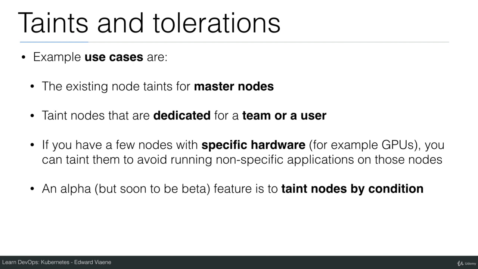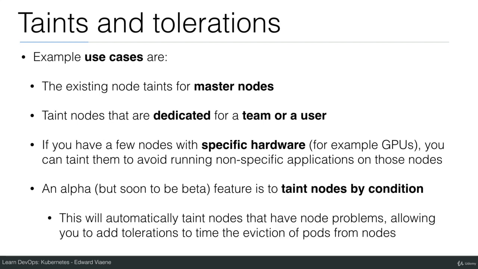An alpha, but soon to be beta feature is to taint nodes by condition. I'm doing this lecture when version 1.11 is already out and this feature didn't make it, so it's still in alpha now. But in one of the next versions, it will be in beta. So the taint nodes by condition will automatically taint nodes that have node problems, allowing you to add tolerations to time the eviction of pods from nodes. So this is a very specific feature. A node problem example can be that there is no disk space left anymore. So then this node will be tainted and then you can time the eviction of the pod from the node.